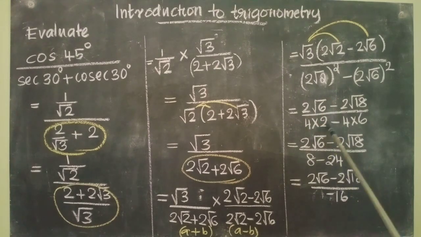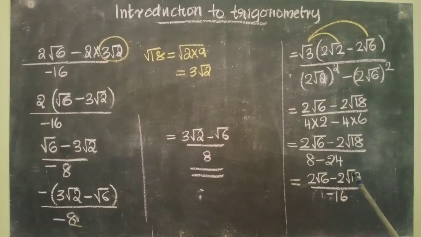So that is equal to 4 into 2 minus, here 2 square is 4, root 6 square is 6, so that is equal to 4 into 6. So we get that is equal to (2 root 6 minus 2 root 18) whole divided by 8 minus 24. That is equal to (2 root 6 minus 2 root 18) whole divided by minus 16.